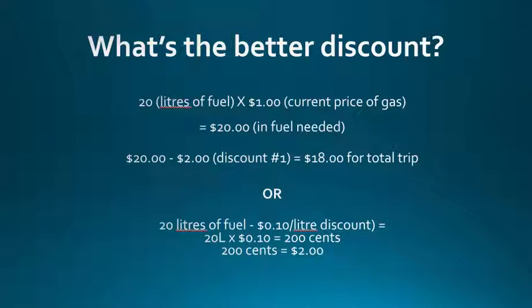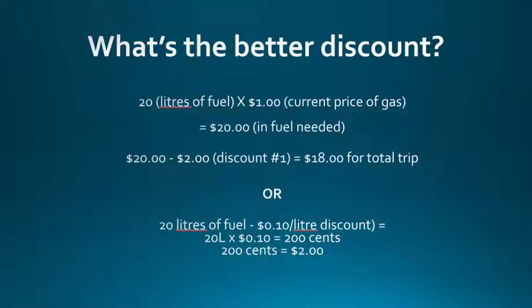Now we need to figure out which coupon deal is better for Tom's wallet, the flat $2 rate of the purchase price or the 10-cent per liter discount. Here, we made the assumption that Tom only wants to spend his money to get back into his driveway with the least amount of gas remaining in his tank. Knowing that we need 20 liters of fuel, we can create an algorithm to determine how much the trip would cost him in gas. So 20 liters of fuel times $1, which is the current price of gas, equals $20 in the fuel needed. $20 minus the $2 discount, or discount number 1, equals $18 for the total trip.